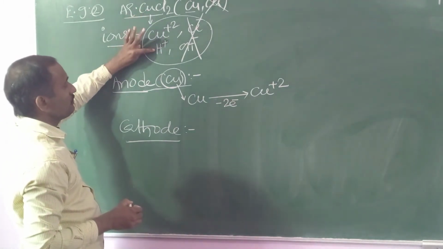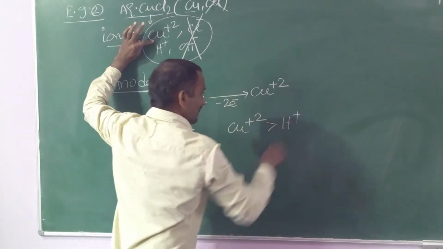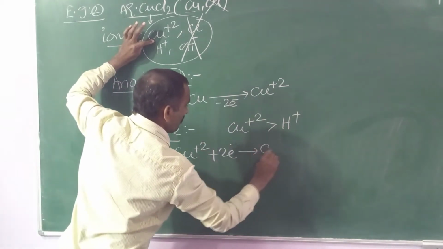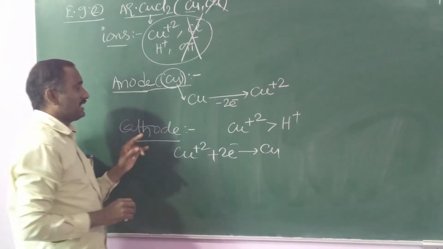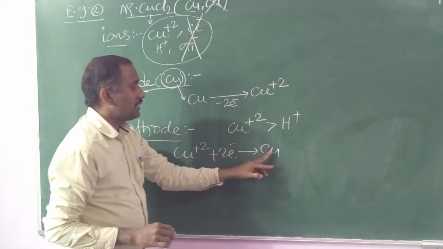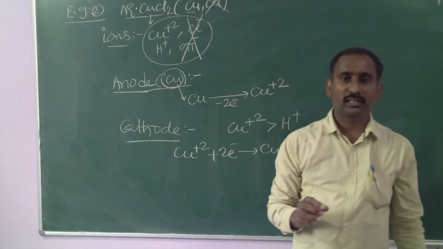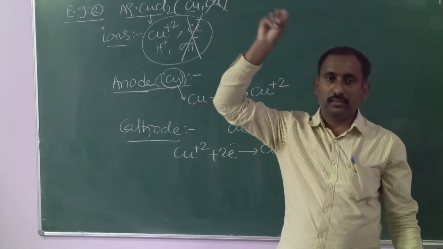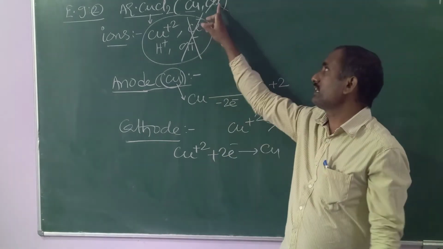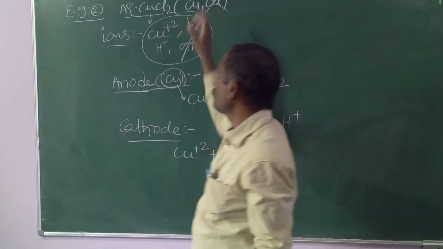Out of Cu plus 2 and H plus, which has more deposition tendency? Cu plus 2 has more deposition tendency than H plus. Therefore, at the cathode, Cu plus 2 gains 2 electrons and becomes Cu. So at the anode, copper metal dissolves in the form of Cu plus 2, and at the cathode, copper is deposited. Therefore, remember the note from last class: whenever active electrodes are involved, only the anode metal loses electrons, but not the cathode metal.